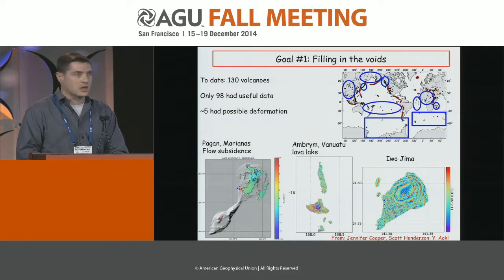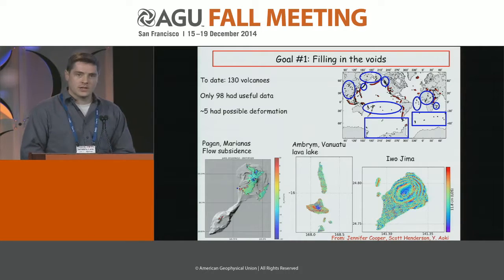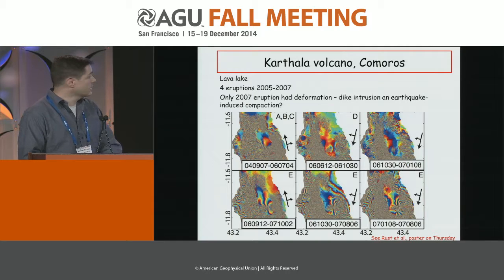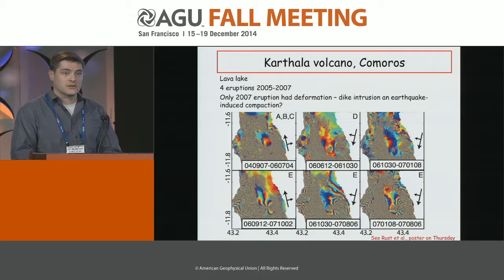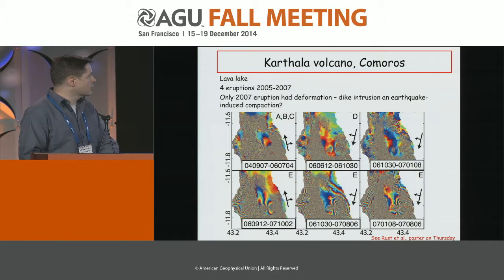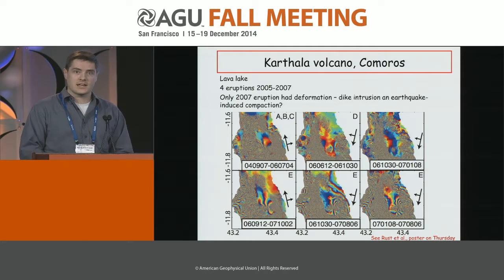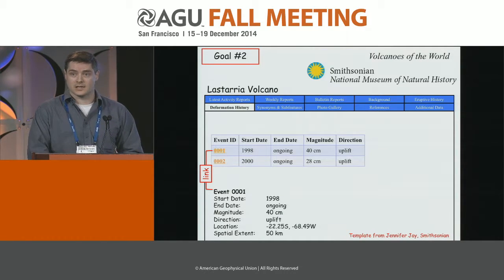Iwo Jima is a known deforming volcano, but a couple of other ones are Pagan volcano with some recent eruptions, and Ambrym volcano in Vanuatu also has some deformation. Another poster you can check out on Thursday is on the Comoros Islands. Another lava lake volcano has undergone a dike intrusion and some other interesting deformation that is still trying to be explained, that might be due to seismic ground shaking. So still a lot to be done even with existing data, and that data is definitely incomplete in terms of monitoring all the volcanic deformation events.